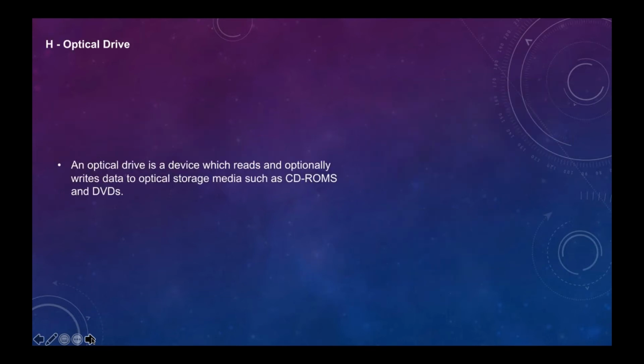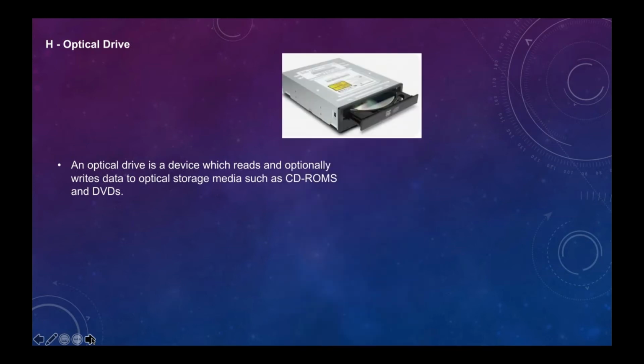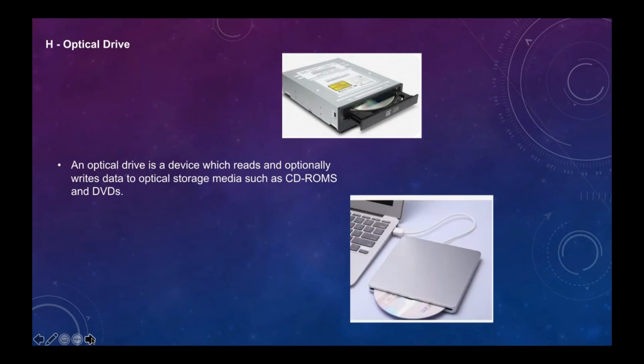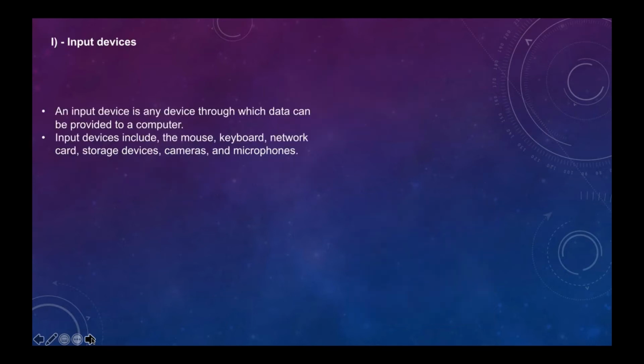And then you have your optical drive. So an optical drive is a device which reads and optionally writes data to optical storage media such as CDs and DVDs. So your optical drive will be something like that, where you place your CD if you want to write, or where you place your DVD if you want to write a movie on your DVD, and you can give it to someone. So people that write discs, they normally use this optical drive. And you can also have one that gets attached to the computer and be able to use it.